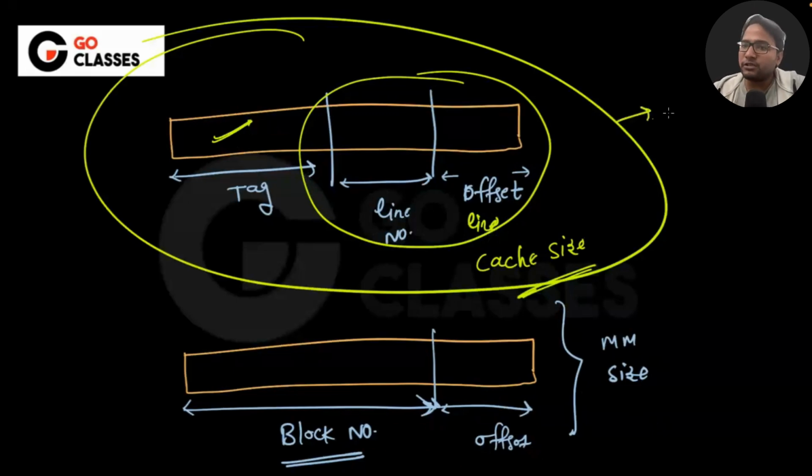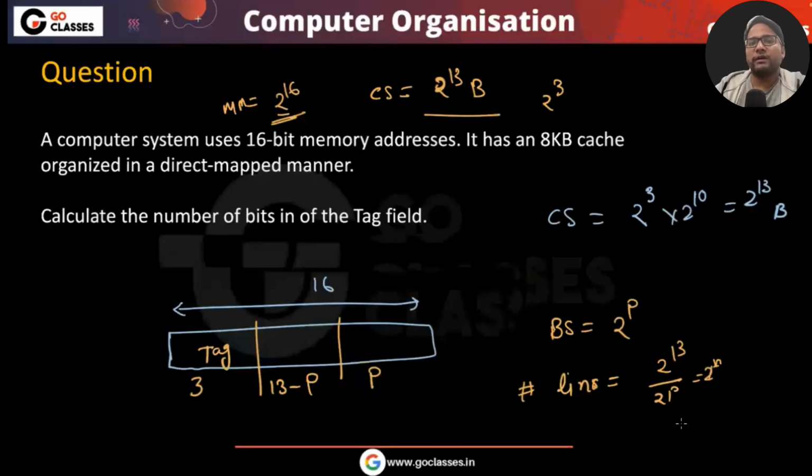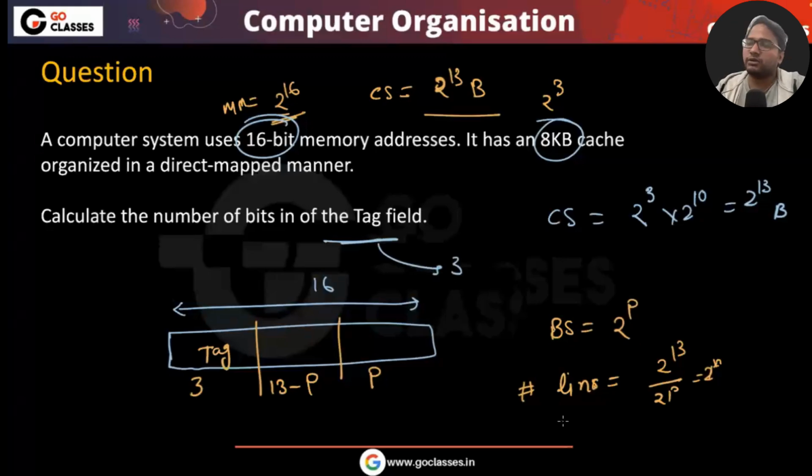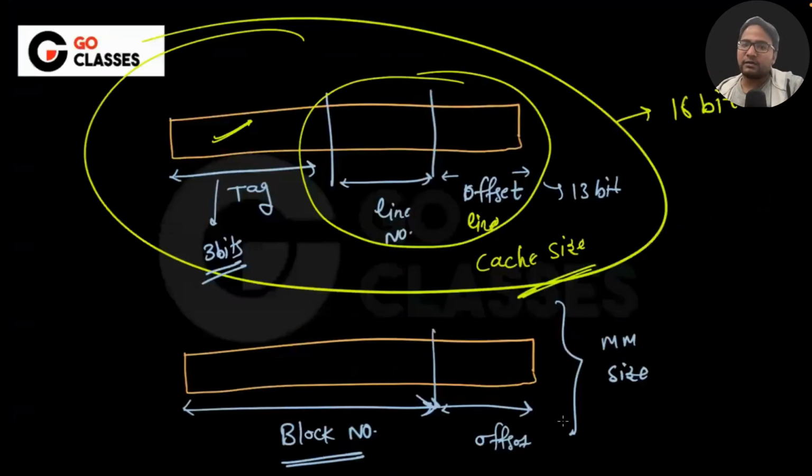Suppose someone says main memory size is 16 bits. I'm just telling you in terms of bits. This is 13 bits. Can you immediately tell me the tag? This is 3 bits, isn't it? So if someone says this is 16 and this is 13, then isn't it directly 3? Or do you have to do all of this calculation? See, the ratio is important here. The main memory and the cache sizes are related through the tag.